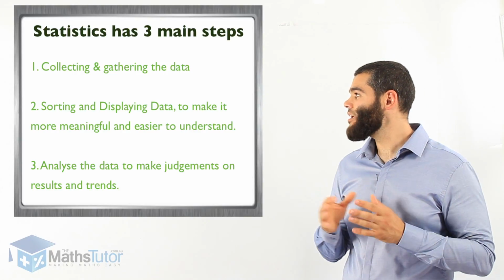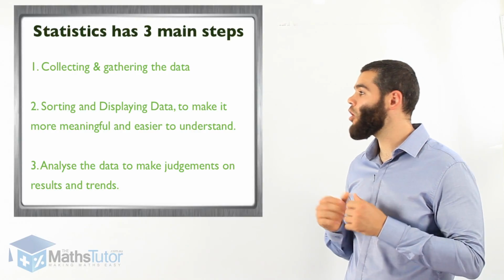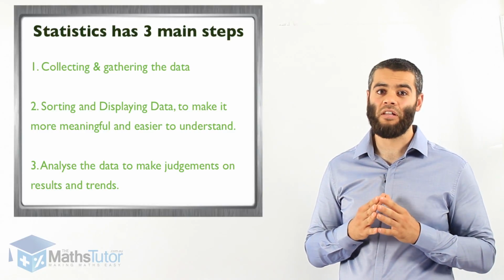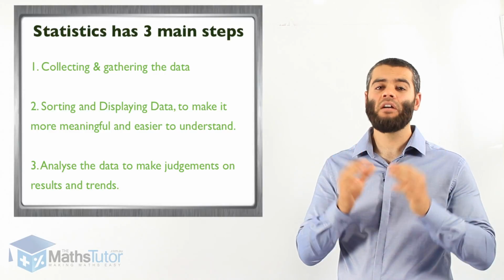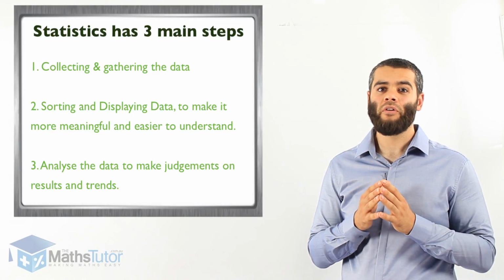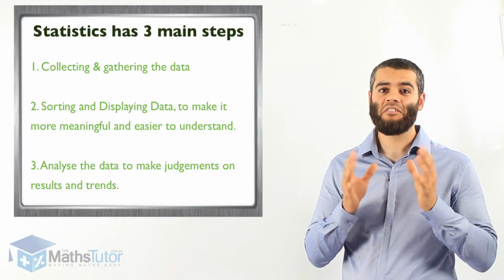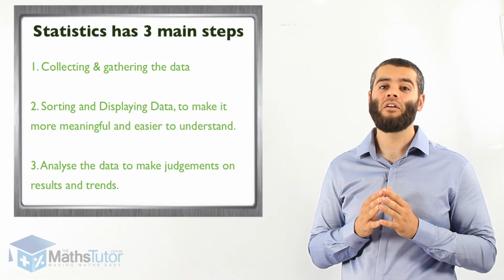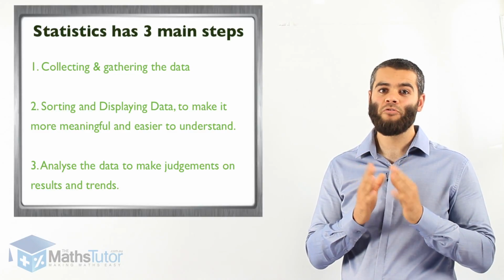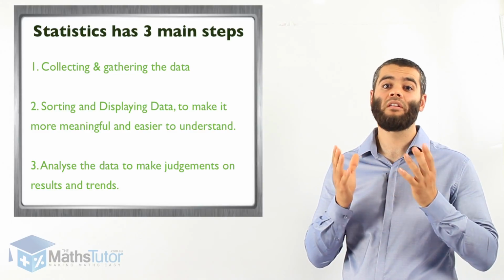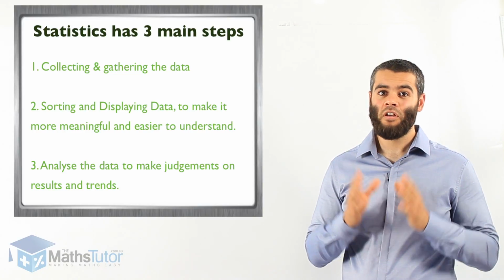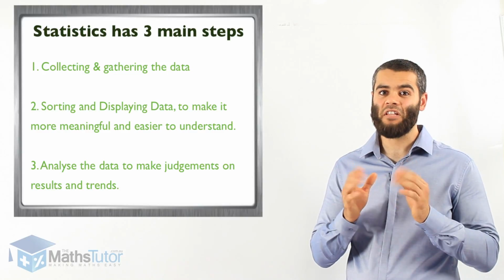And thirdly, analyze the data to make judgments on results and the trends and the patterns of what students actually like. So basically, after collecting the information, putting it into tables, putting it into graphs, we can now make an analysis. We can analyze and see the results and make a judgment on the best type of drinks to have for sale next year at the school canteen. They're the 3 main steps. Today we're going to be looking at step number 1.